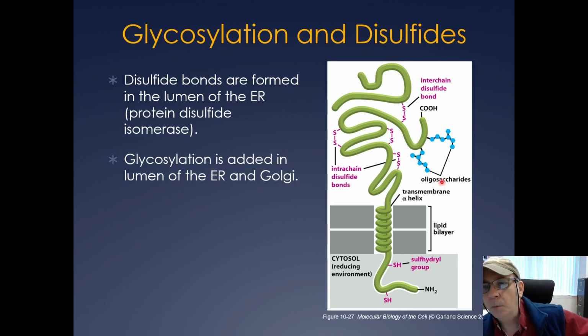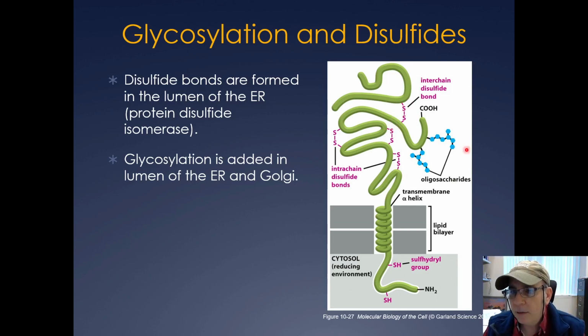And you can also have interchain disulfide bonds where you're creating a protein out of a bunch of different polypeptides. A perfect example of this is the antibody, which is a single protein composed of 4 polypeptides, 2 heavy chains and 2 light chains, that are connected by these disulfide bonds.